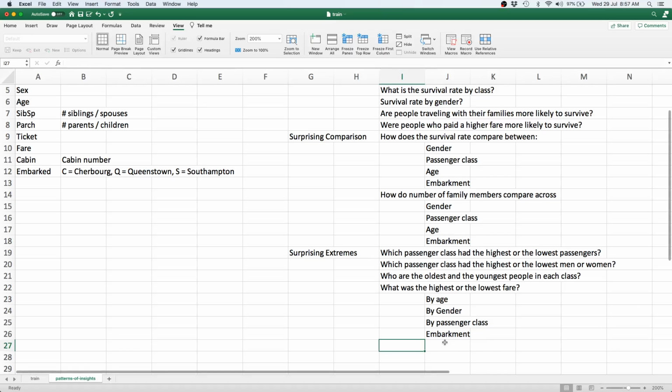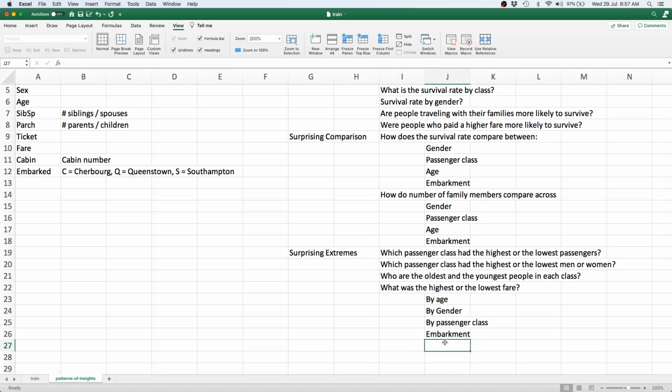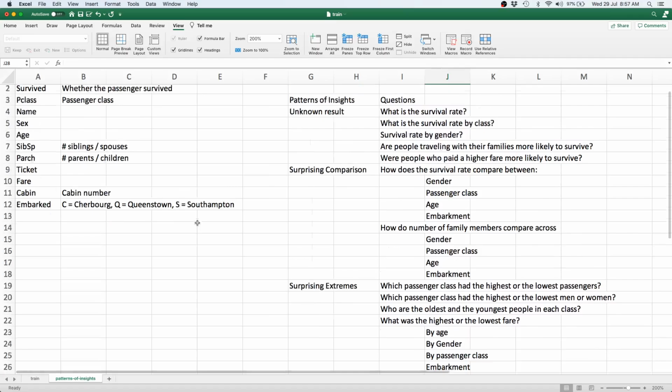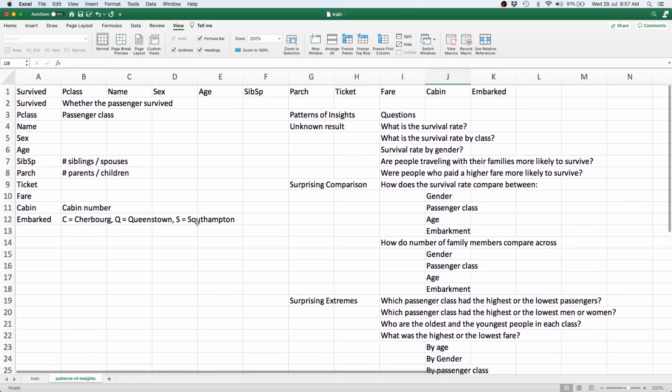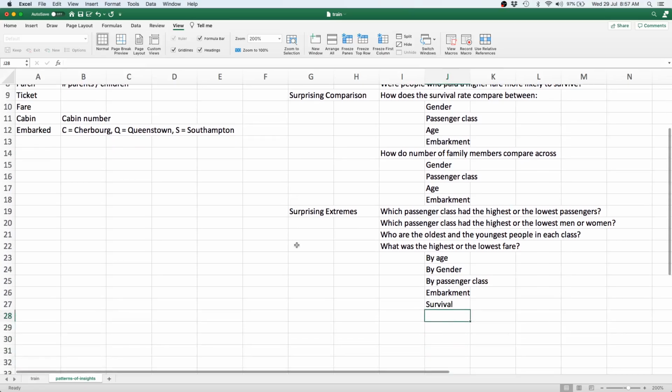And of course, we can also say what is the highest or lowest fare by survival, because ultimately one of the things that people believe about the Titanic, maybe perpetuated by the movie, is that people who paid higher fares were more likely to survive. Let's see if that is actually true.